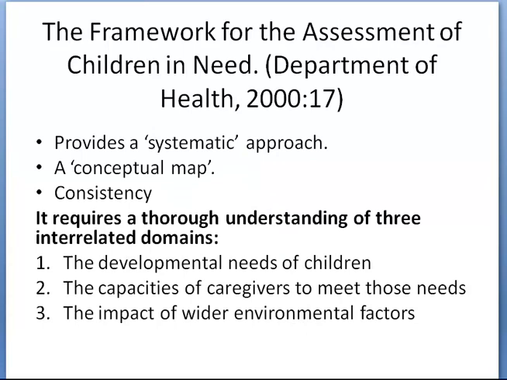What the framework of assessment does, whether the full assessment there or the Common Assessment Framework or other allied assessment, is provide a systematic approach for assessing families. It provides a conceptual map for understanding families, and it also provides consistency between practitioners. People aren't generating their own random objectives, although sometimes these might be useful and reasonable for a family. The assessment framework requires a thorough understanding of the 3 interrelated domains: the developmental needs of children, the capacities of caregivers to meet those needs, and the impact of wider environmental factors.